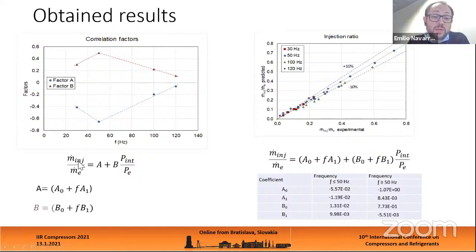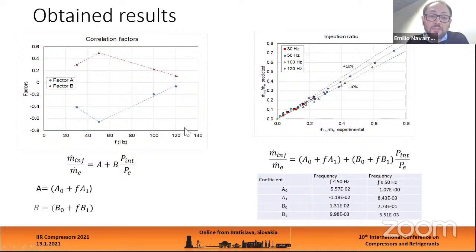Based on that, we have assumed that the parameters A and B depend on the frequency in a linear way, following this relation. We have performed the fit of the values A0, A1, B0, and B1. I mean, we have calculated these values, performed the fit, and then represented in this curve the injection mass flow ratio predicted compared with the injection mass flow rate calculated. And the error that we have in all the cases is lower than 10%.